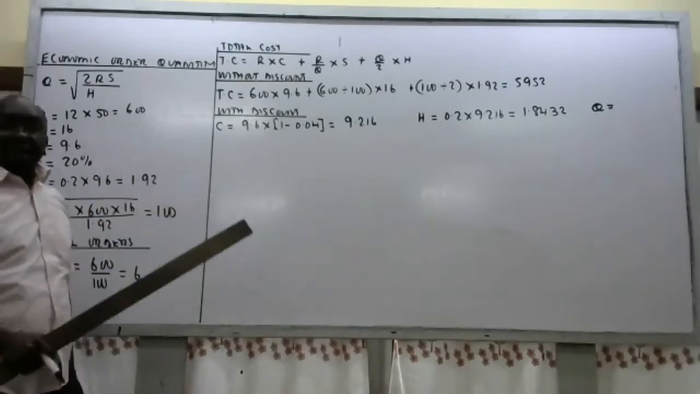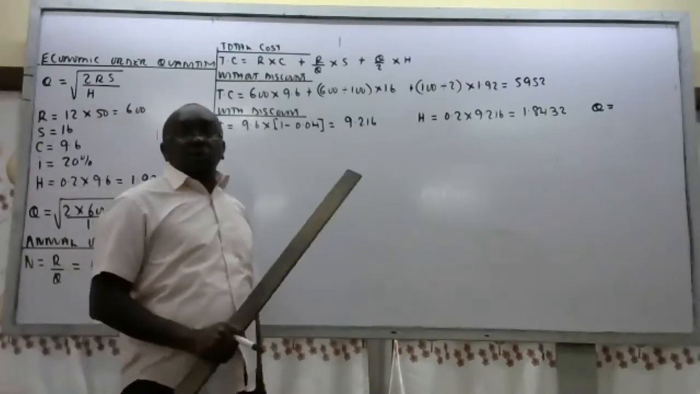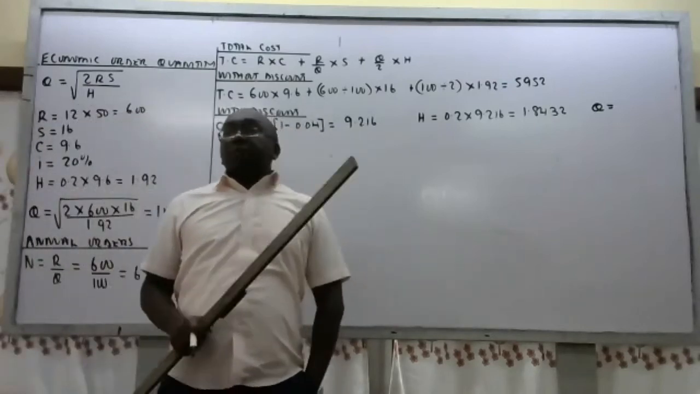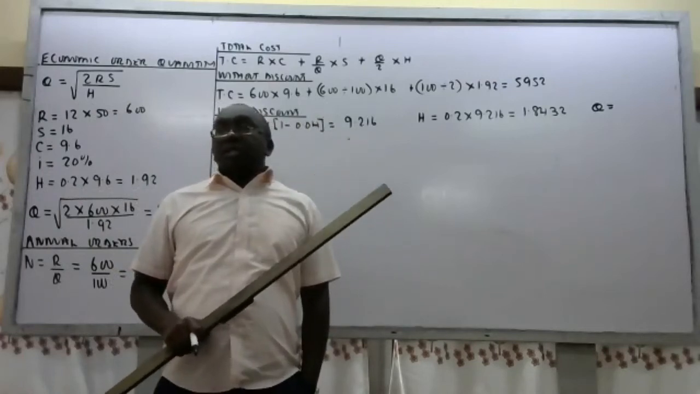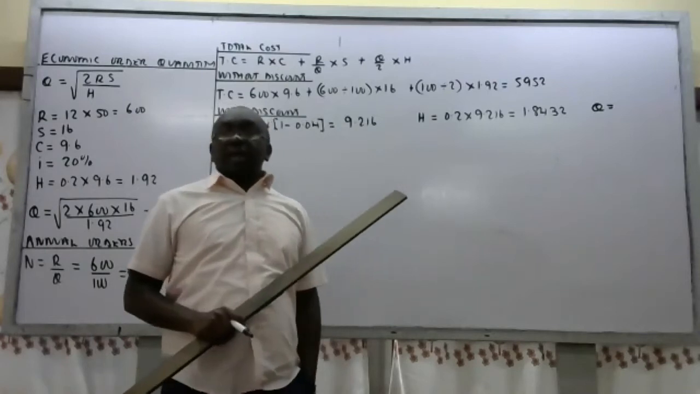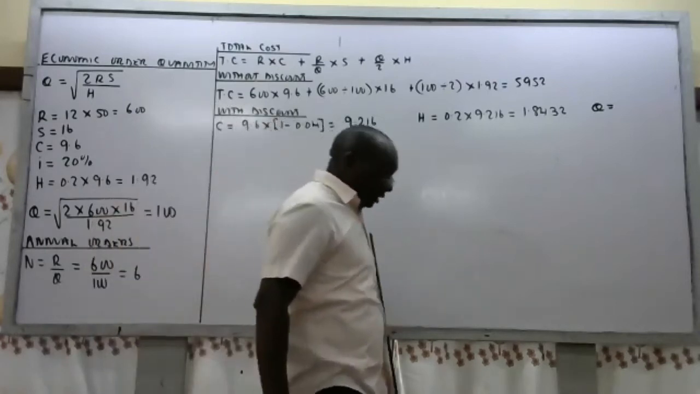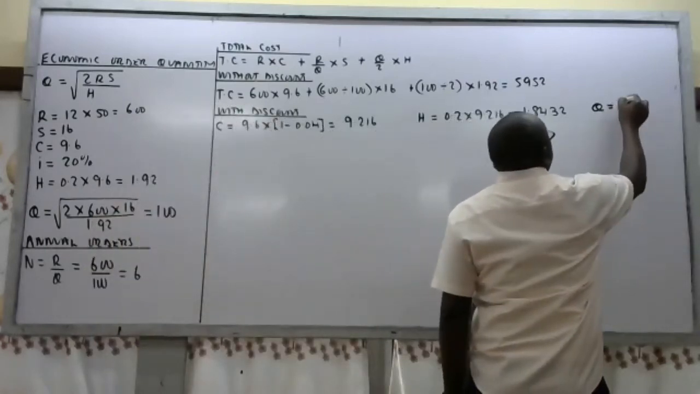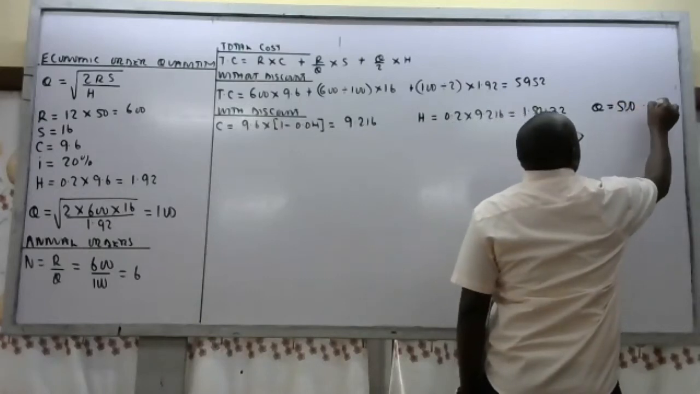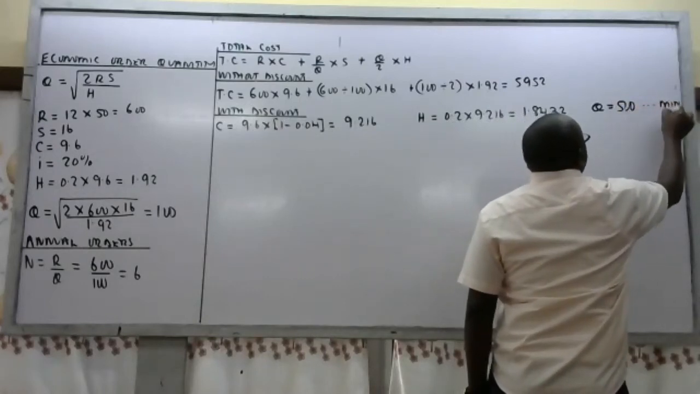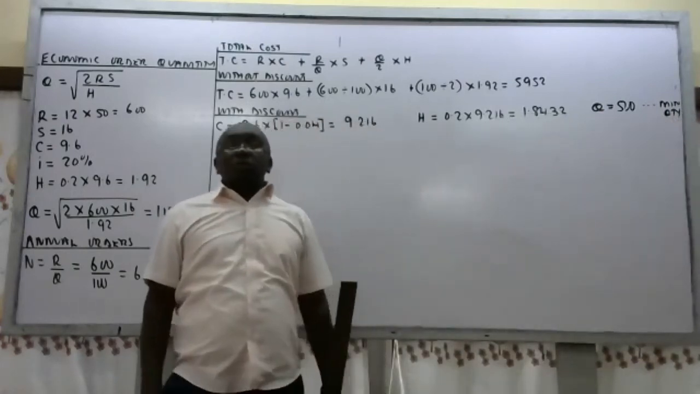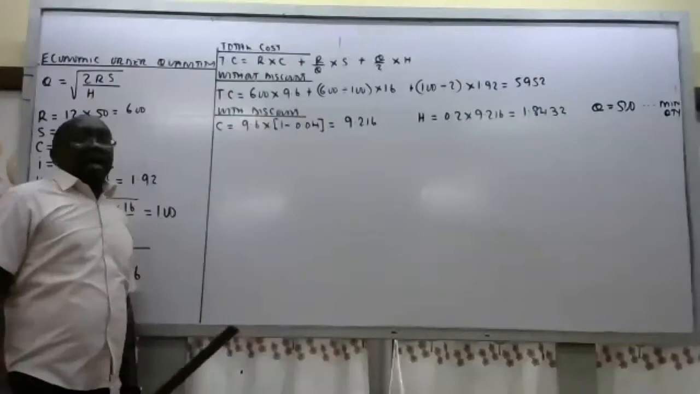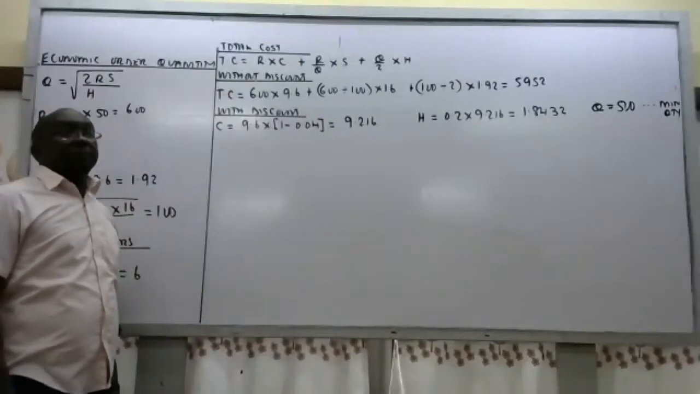But we have just said when you're dealing with discount, you don't compute. You just buy the minimum quantity which is required to qualify. So the minimum quantity to qualify for this discount is what? It's 500. That's the minimum quantity. You just buy the minimum quantity that the supplier has given.